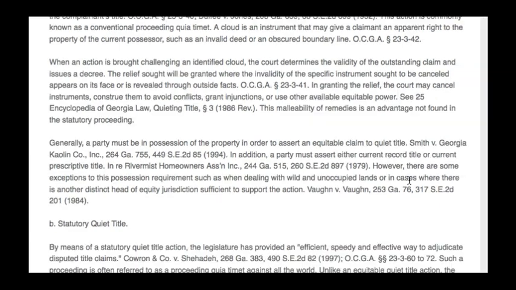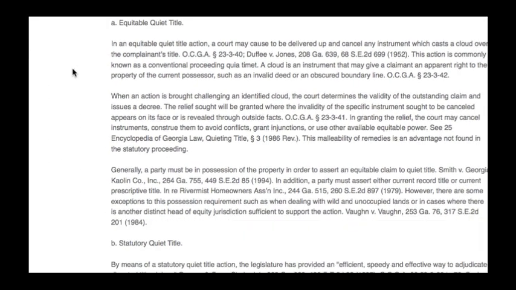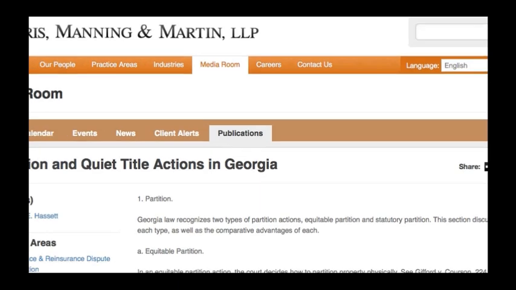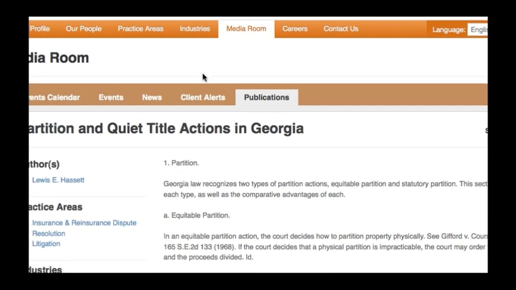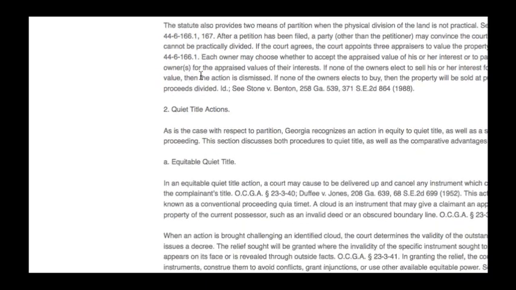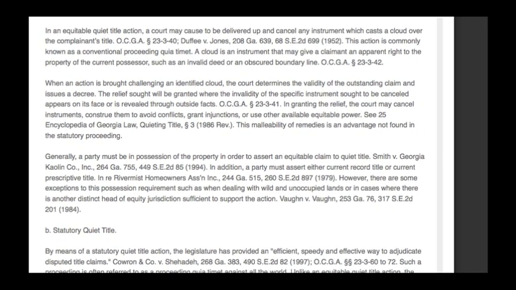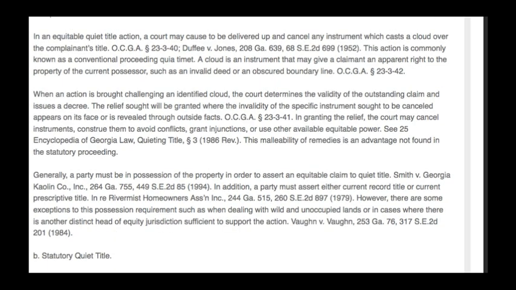So let's go back to our website here that we found, and let's read a little bit more of what these attorneys have to say about a quiet title action, what they prepared. Let's see, here we go. An equitable quiet title, okay, here we go. In an equitable quiet title action, a court may cause to be delivered up and cancel any instrument which casts a cloud over the complainant's title. Then they gave you this statute.